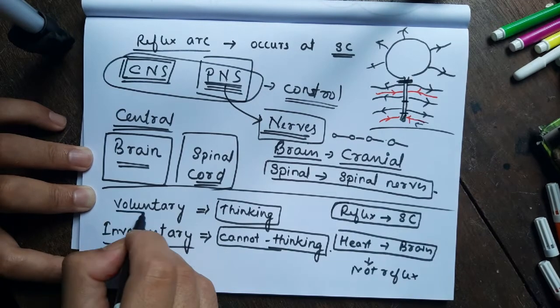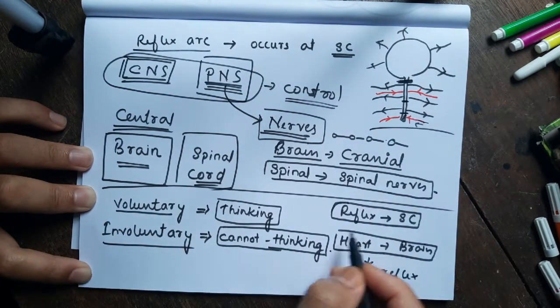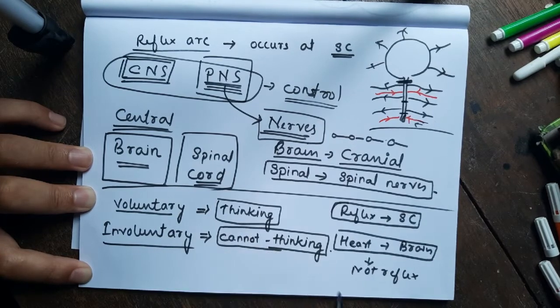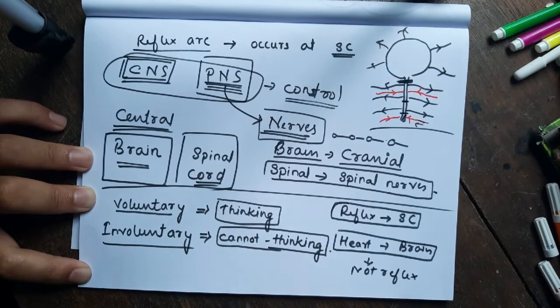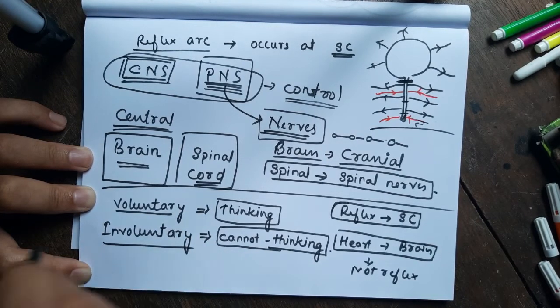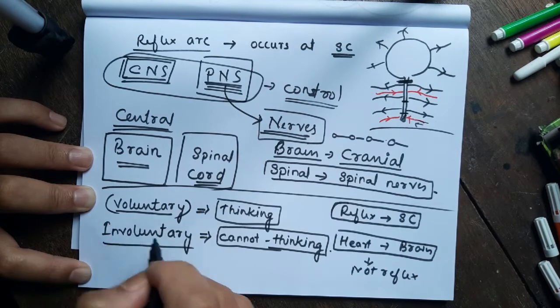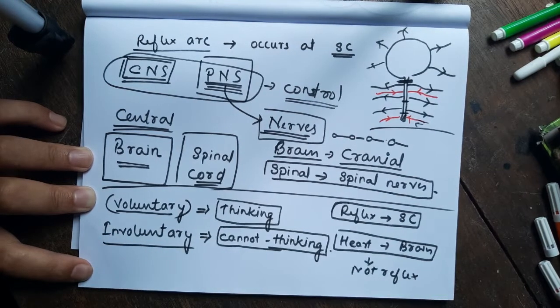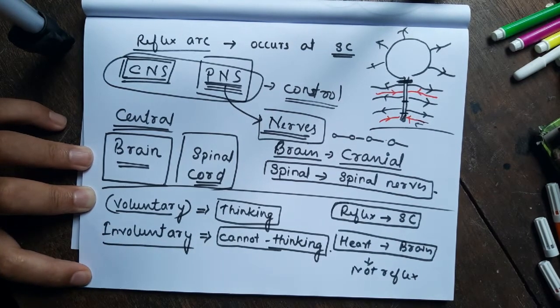So when I say involuntary, it does not always mean reflex. It includes reflex. Along with reflex, some other actions are involved, like heartbeat or blood pressure, your balancing, because all these are controlled by you without thinking. So that is involuntary. And when I say voluntary, that is whatever you can think about and control, that will come under our voluntary actions.